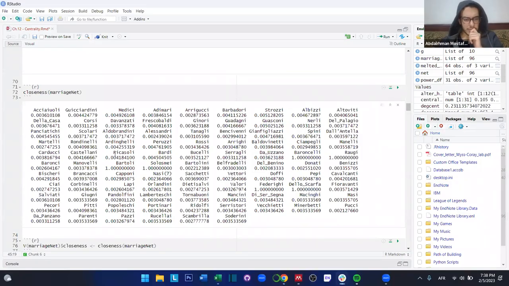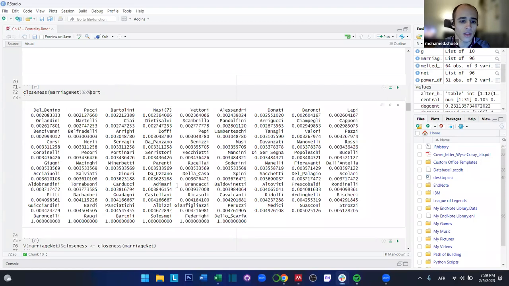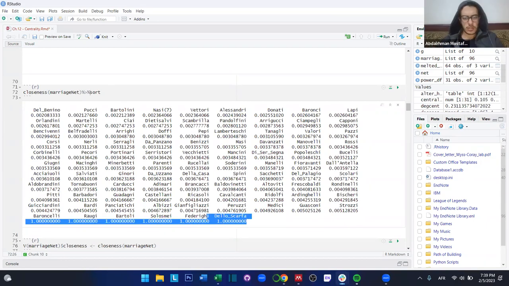I just want to compare the values between here and there. Could you sort them by closeness, using a pipe? What's a pipe? It's a percentage sign and then larger-than sign and percentage sign, or Control-M, and then run it again. Okay, now it's sorted. So the Della Scarfa, one of the isolated families, actually has a closeness centrality of one.